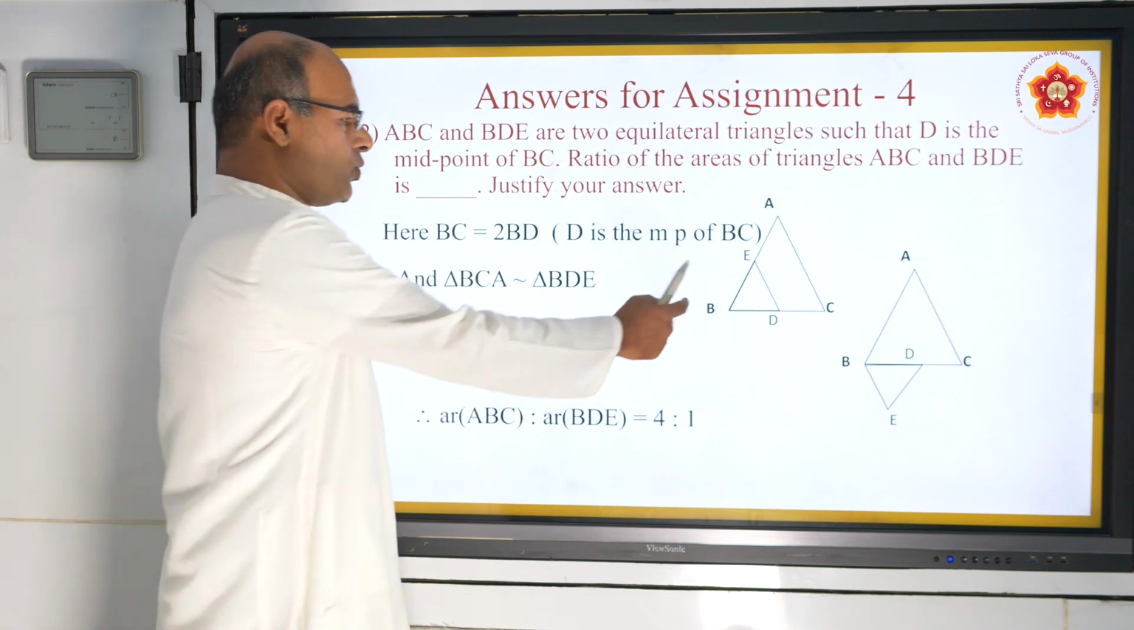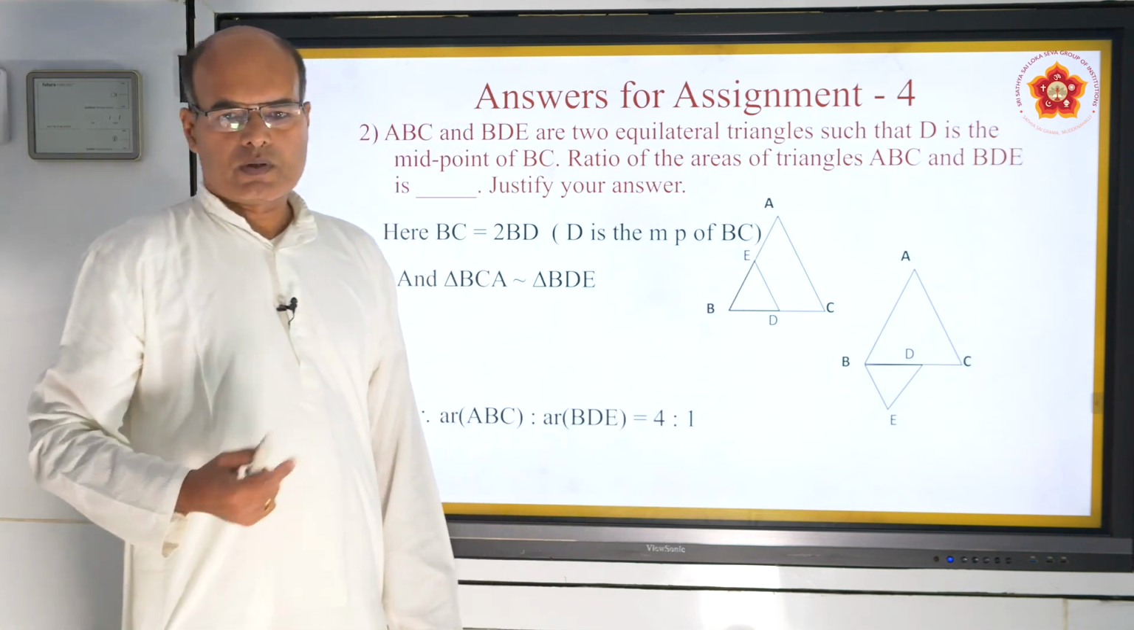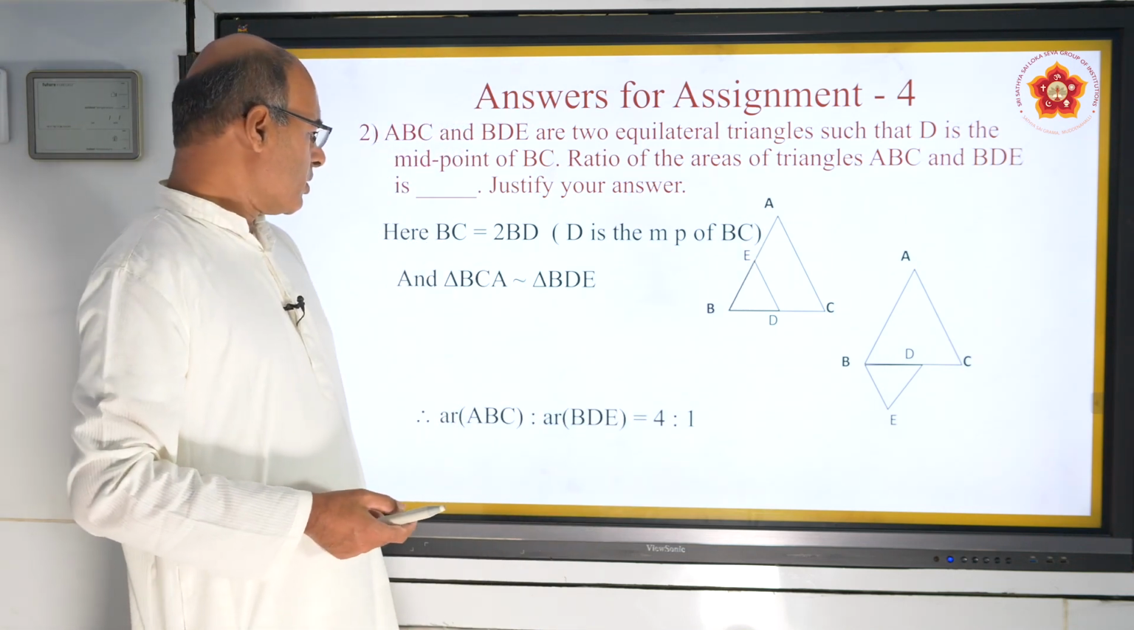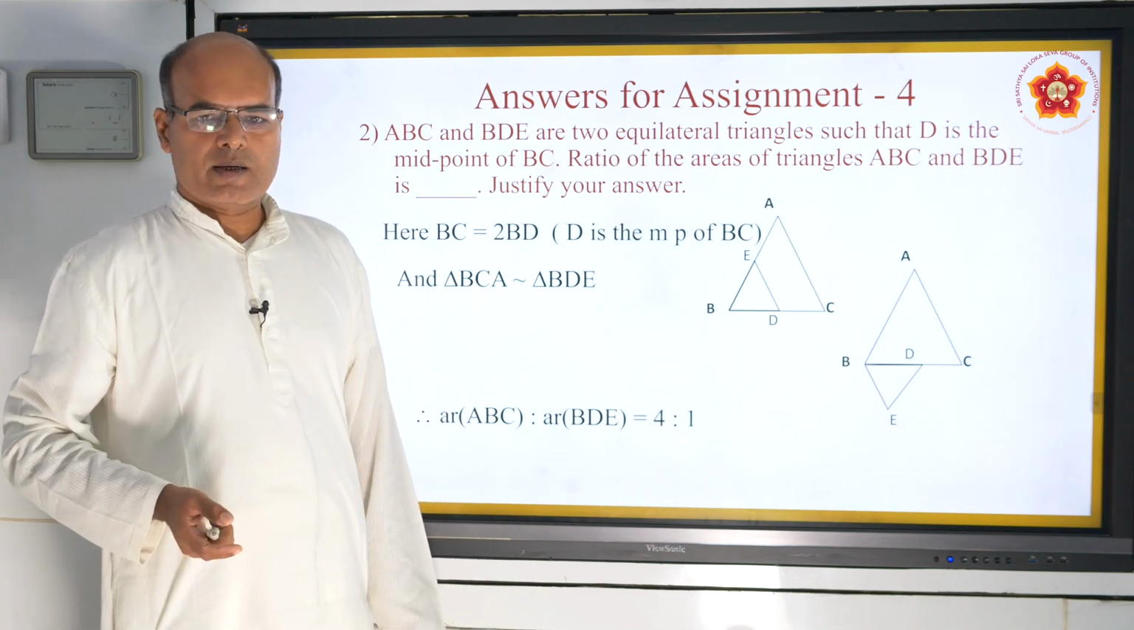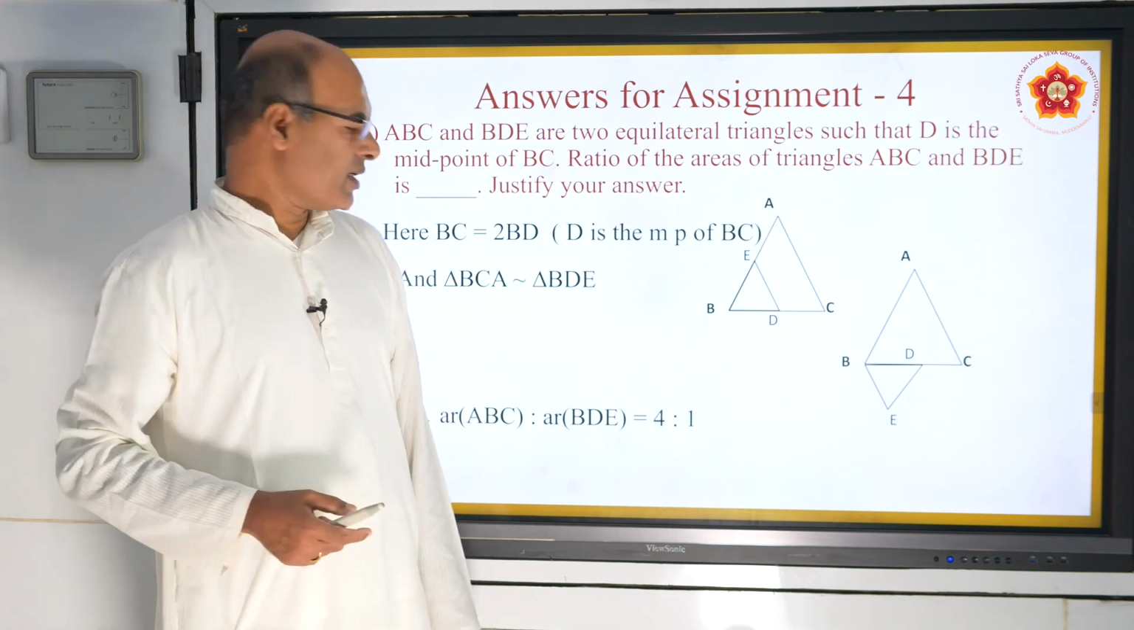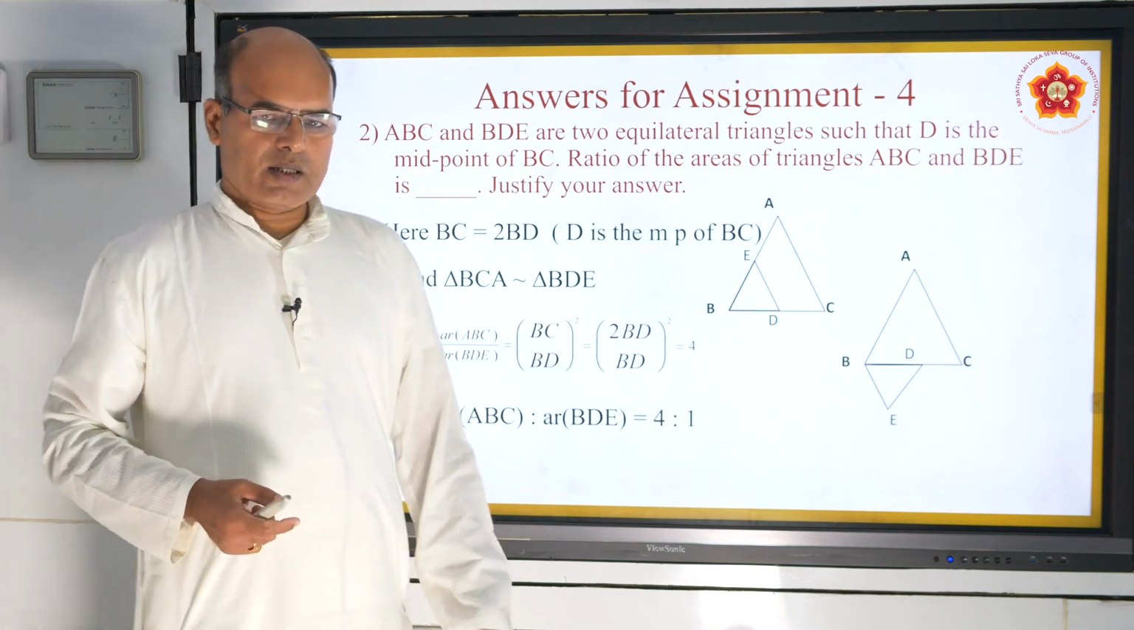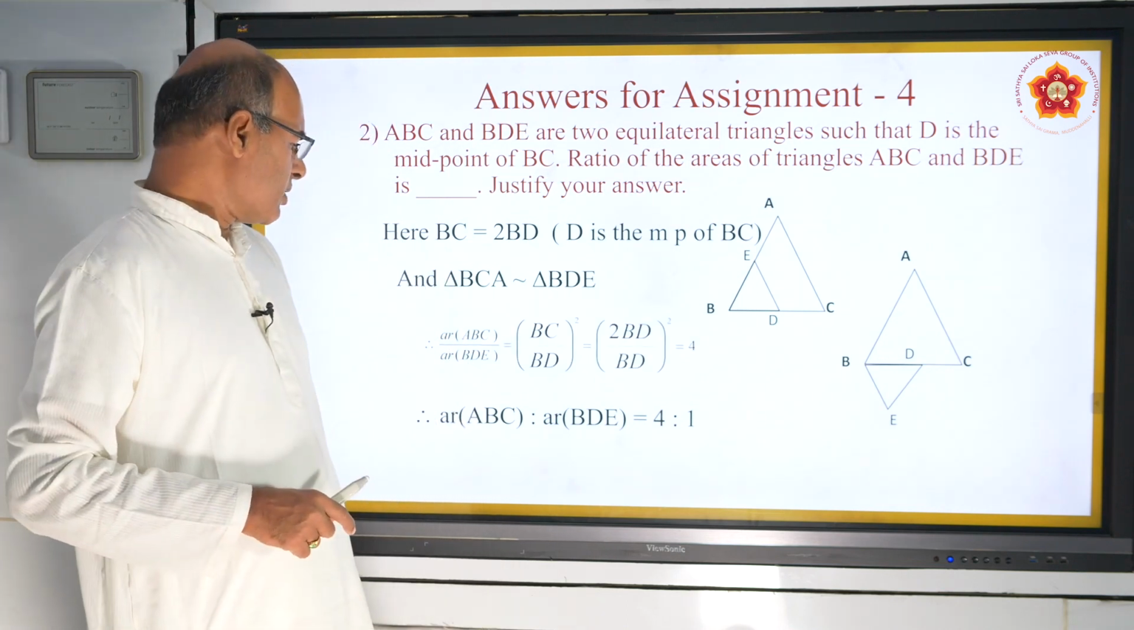So we proved that these two triangles are similar. In the last videos we proved it: all equilateral triangles are always similar because all the angles are 60 degrees. So I'll apply theorem 2.6 related to area.